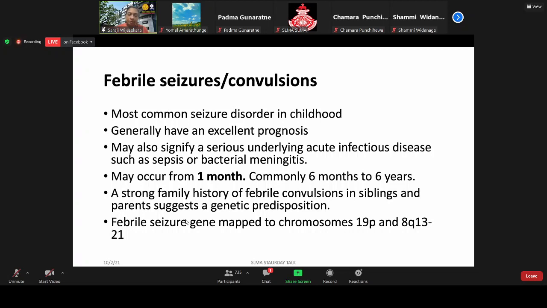And a strong family history of febrile convulsions in siblings or parents is there in most of the patients, which suggests a genetic predisposition. And of course, going further, they have mapped several genes in patients with febrile seizures, mostly in 19p and 21, but there are many other genes that have been found to date.